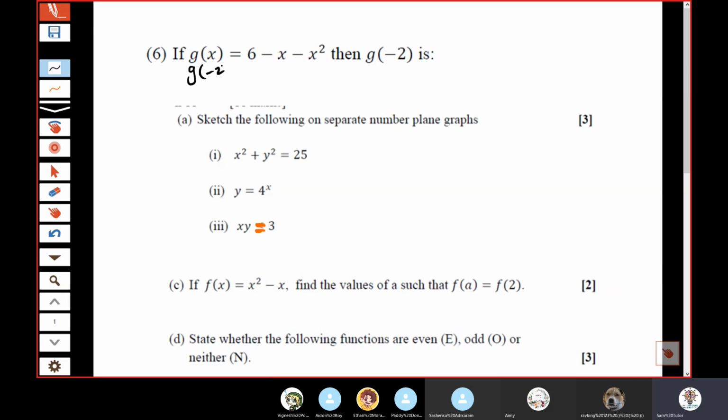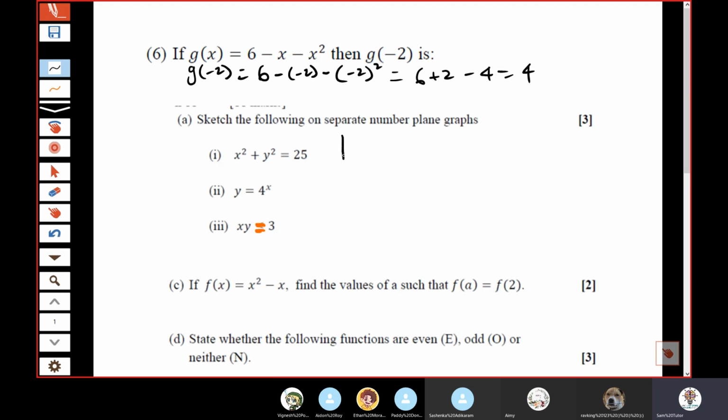So g of -2 becomes 6, take away (-2) minus (-2) squared. So if you plug that in exactly as you see it, it should become 6 plus 2 minus 4, which means the answer is 4. Yeah, so be careful.